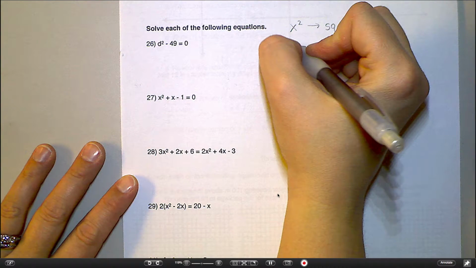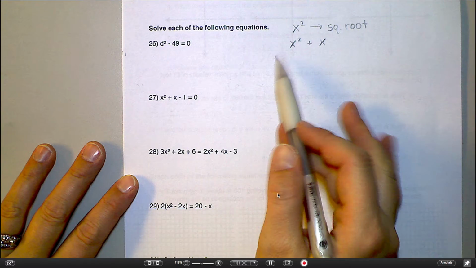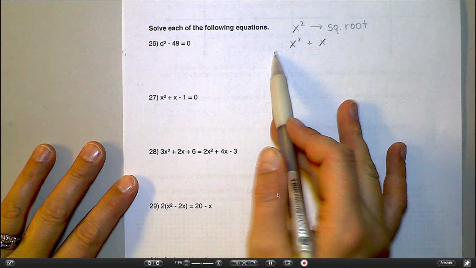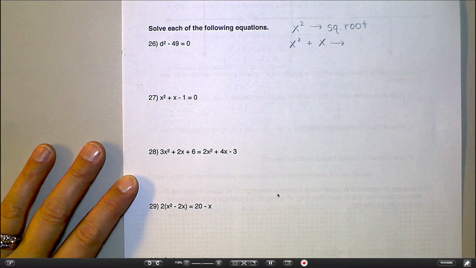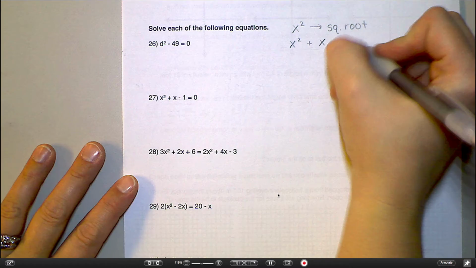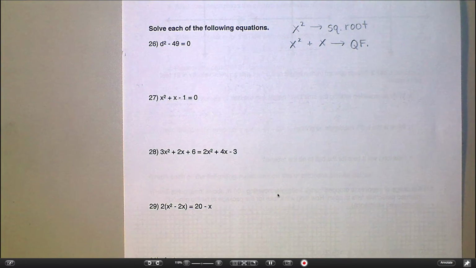If it's a problem that has an x squared and an x in it, and I mean, these are going to have numbers in front of them and stuff, but if you have an x squared and an x, what do you have to use when it says solve? Quadratic formula. Okay? So just so you know when you get to this page. You don't have to do quadratic formula for everything.